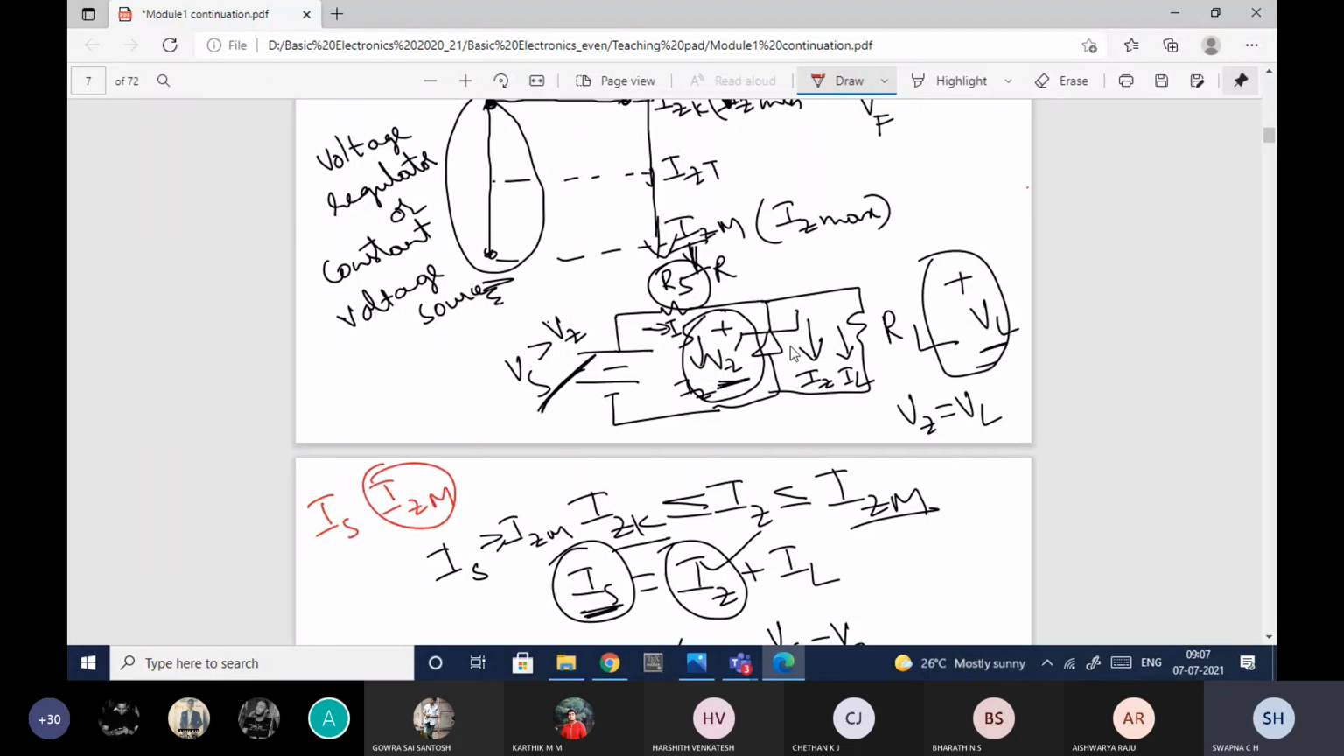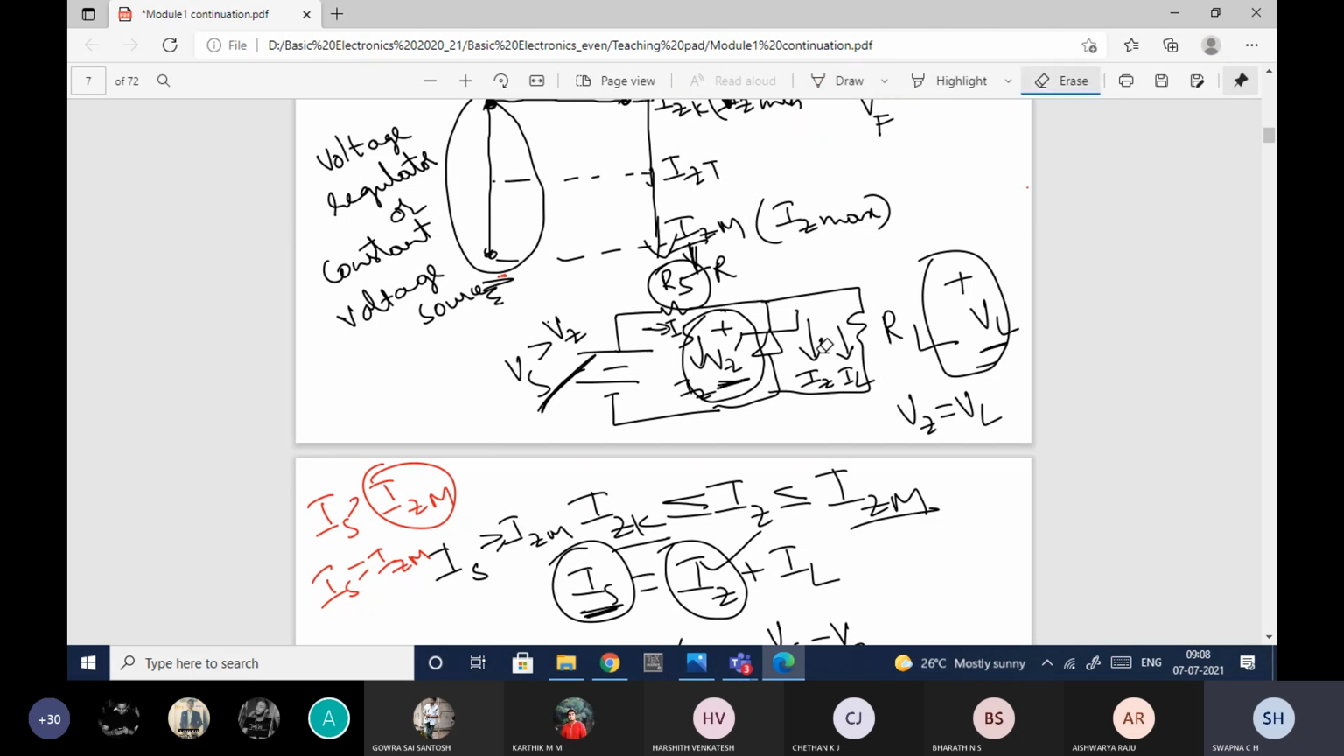The reason behind that is, if RL is somehow removed, then whatever current is flowing through IS, the same current will flow through the Zener diode. If IS value is greater than IZ maximum, then there is a possibility that the current through the Zener diode will exceed the maximum limit. In that case, the diode will get damaged. So always IS should not exceed IZM. So this is with load.